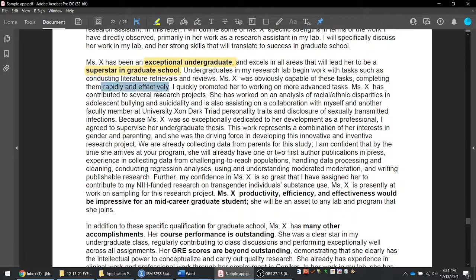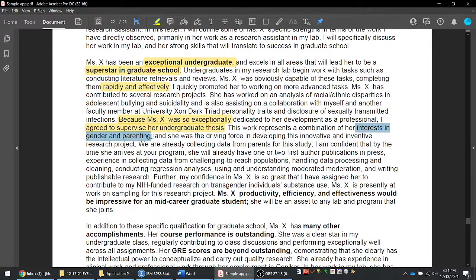"Capable, completely and rapidly and effectively good. If we promoted her." That's nice to hear. "I agreed to supervise her." So this sort of stuff, because they did great, I was willing to invest more in them. Love to see things mentioned like that.